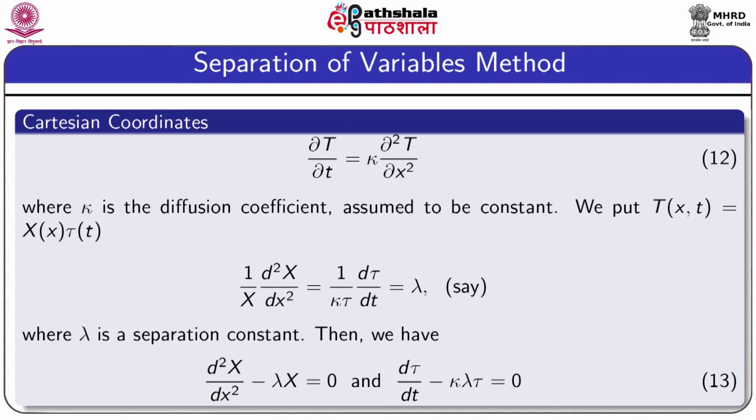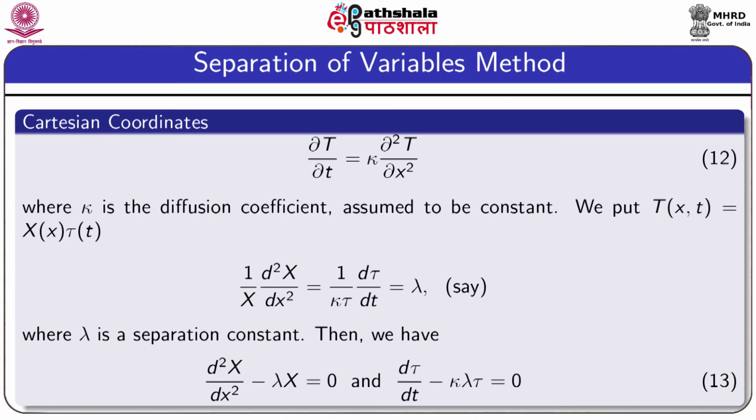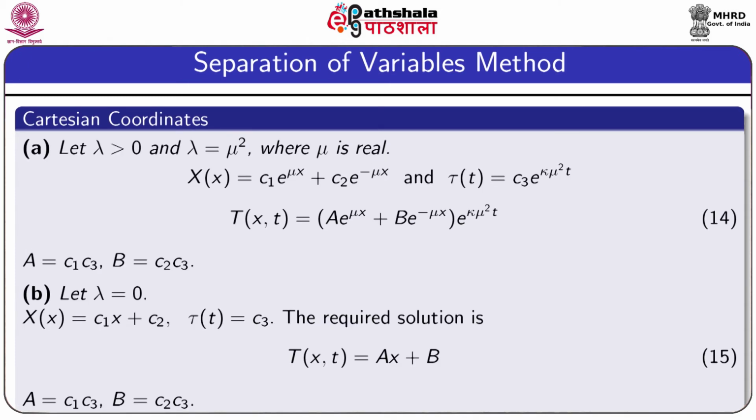Let lambda be the separation constant. So, the equations for capital X and tau become d2X dx square minus lambda X equals 0 and d tau dt minus kappa lambda tau equals 0. First of all, we assume that the separation constant lambda is a positive number, so lambda is greater than 0. So, lambda can be written as mu square, where mu is a real constant. Putting this value of lambda, the equation for capital X becomes d2X dx square minus mu square X equals 0.